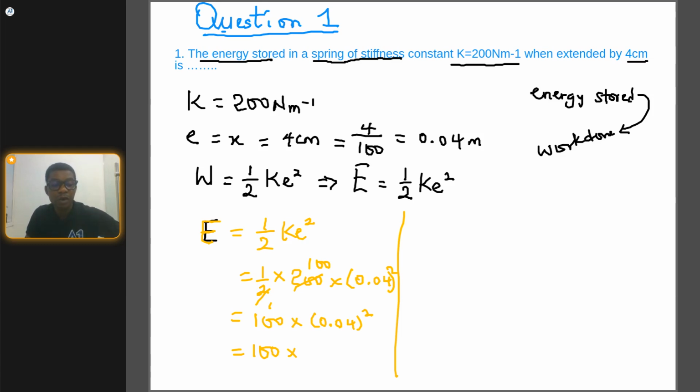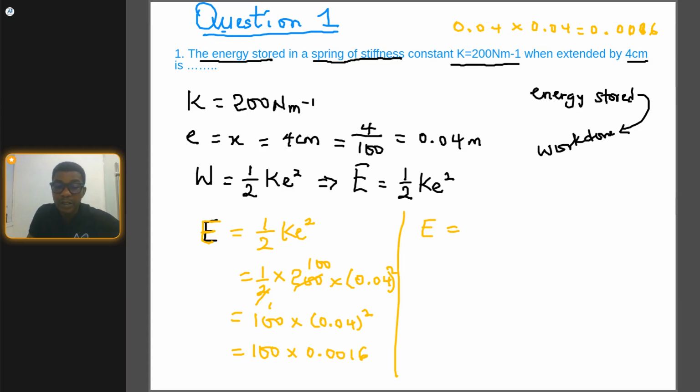That is 0.04 times 0.04. When you multiply 0.04 times 0.04, you are going to get 0.0016. So that will be the value. Now we can go ahead to multiply 100 with that value to get the energy.